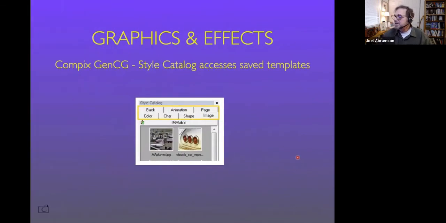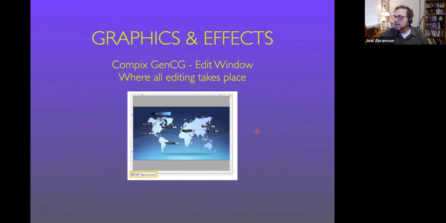And then this is the style catalog. It's to the right of the edit window, the big window in the CG. And this is where you can pick out all sorts of different kinds of backgrounds and pictures to go with it. And this is the edit window where all of that takes place. So you build your page graphic right there.